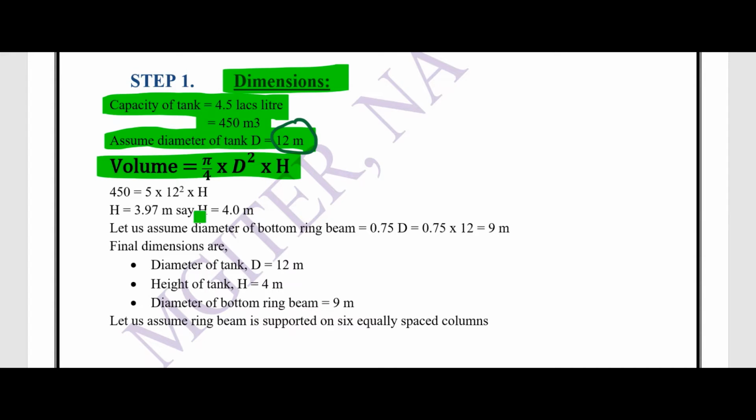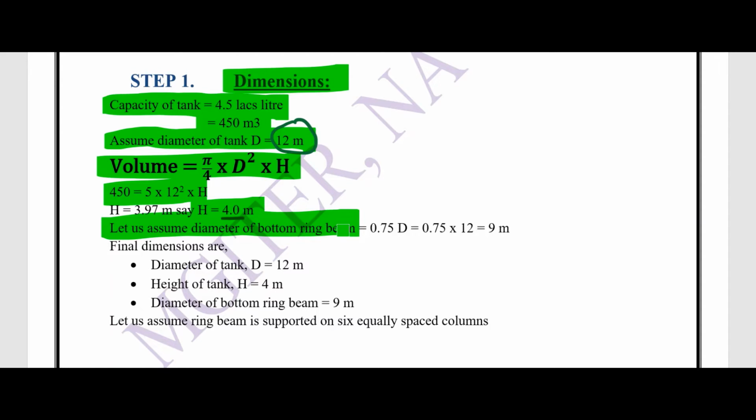So we can find the height by solving the equation, which is 4 meter. Now we assume the diameter of the bottom ring beam. Let's fix the dimension. The bottom ring beam dimension is 0.75 capital D. Capital D means the diameter of the water tank, which we assume is 12 meter. So 0.75 into 12 is 9 meter, the diameter of the bottom ring beam.